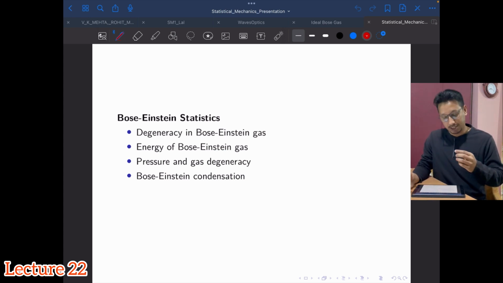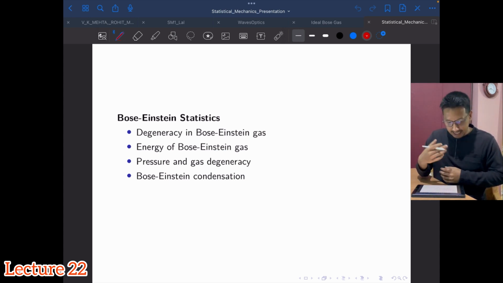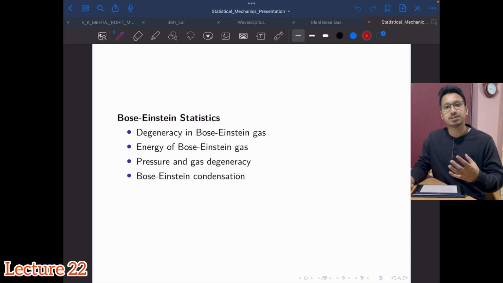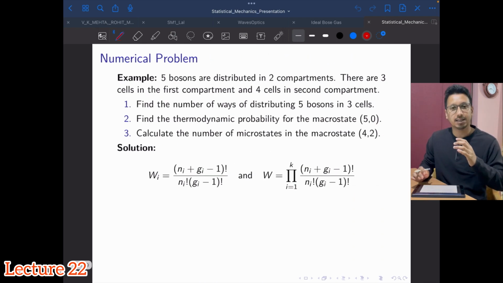Mainly, to start with, we'll see how the energy and pressure of the Bose-Einstein gas deviate from the perfect gas, which we call degeneracy, right? Then we will talk about another very interesting and important topic regarding the Bose-Einstein statistics, that is Bose-Einstein condensation. So to begin with, let's look at the numerical problem.